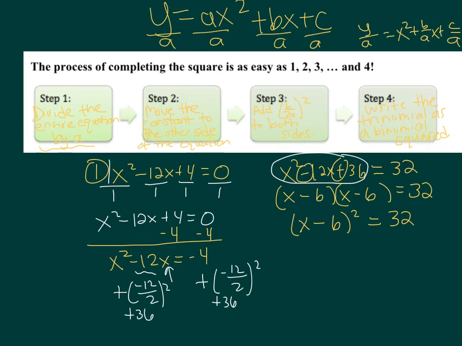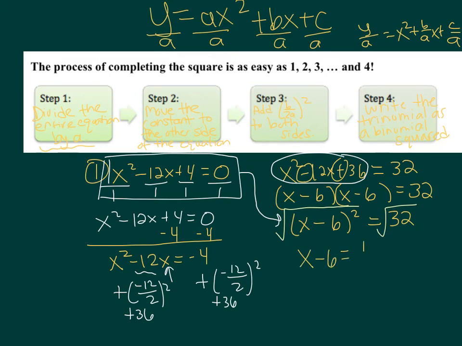So we've successfully completed the square. We've forced our original quadratic equation to factor into a perfect square. And now I can solve with square roots. I can take the square root of both sides, and so I'll have x minus 6 equals plus or minus the square root of 32.